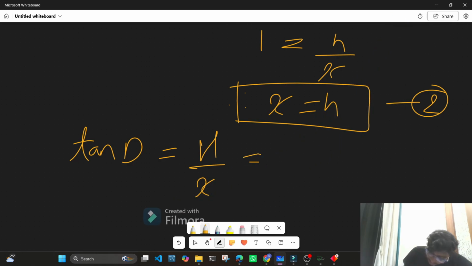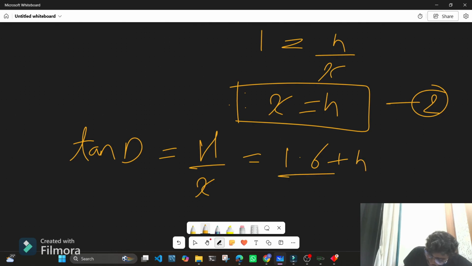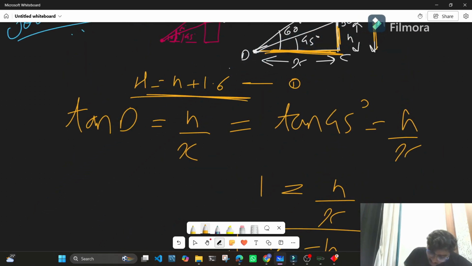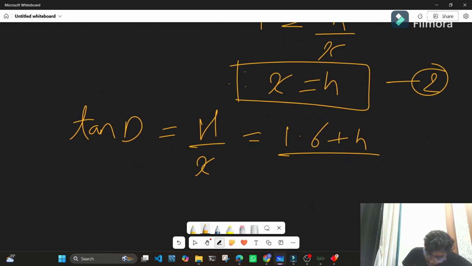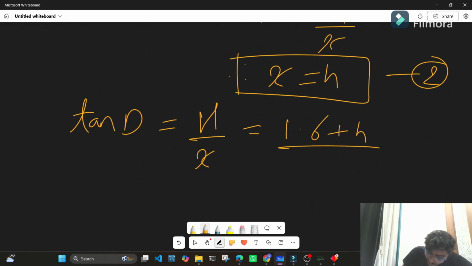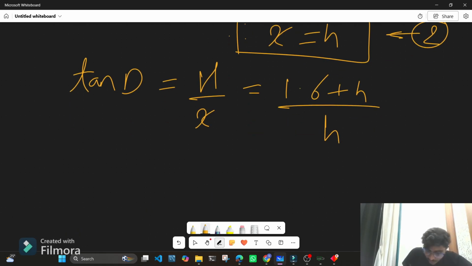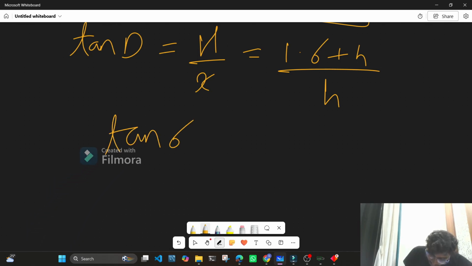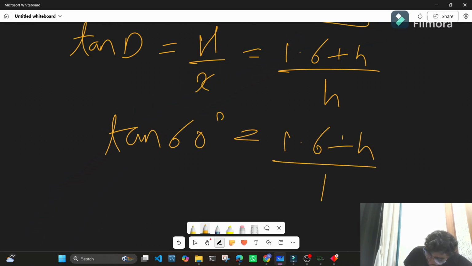Now capital H is given as 1.6 plus small h from equation 1. Over here we know that capital H is h plus 1.6, and we also know that small x is equal to h from equation 2, so I can replace it with small h over here. Now I know that D is 60 degrees. So tan 60 degrees is equal to (1.6 plus h) upon h.